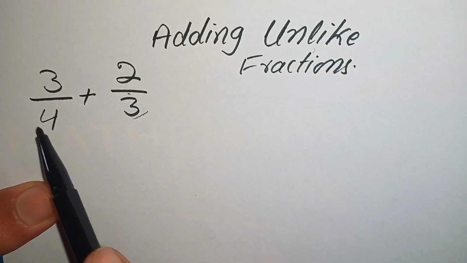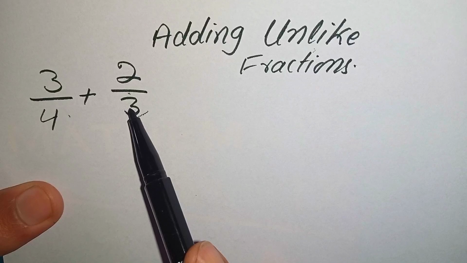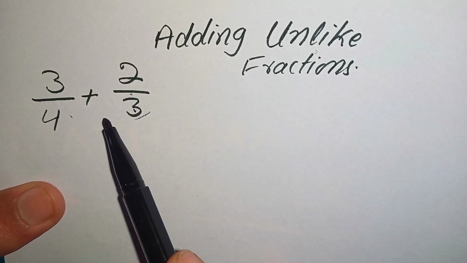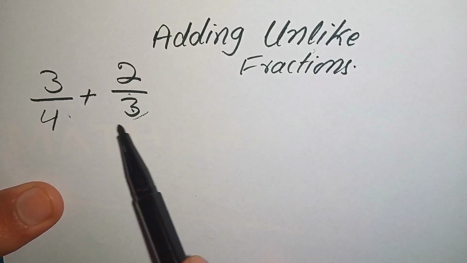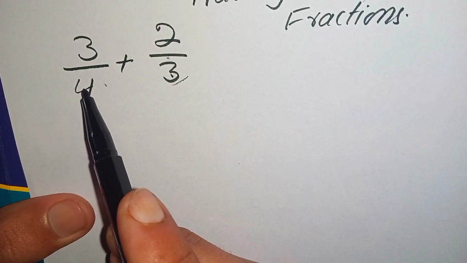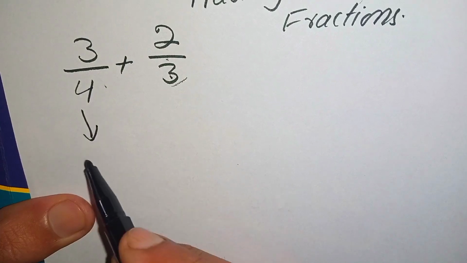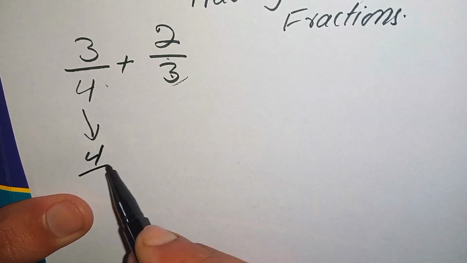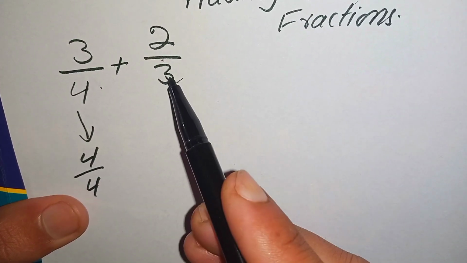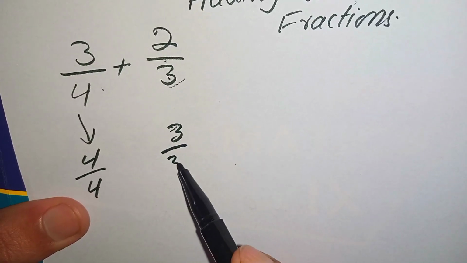So to make the denominators of both of the fractions the same, we have to multiply 3 over 4 by this 3 and 2 over 3 by 4, because both of the fractions must have the same denominator. So we will make the numerator and denominator from this 4. So write 4 as numerator, which is 4 over 4, and write 3 as numerator and denominator, which is 3 over 3.